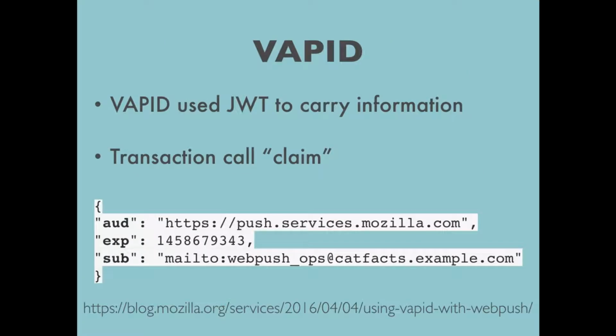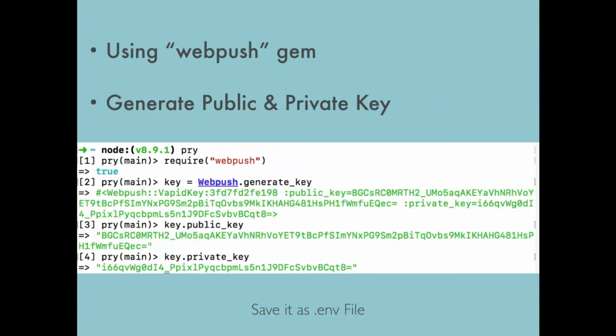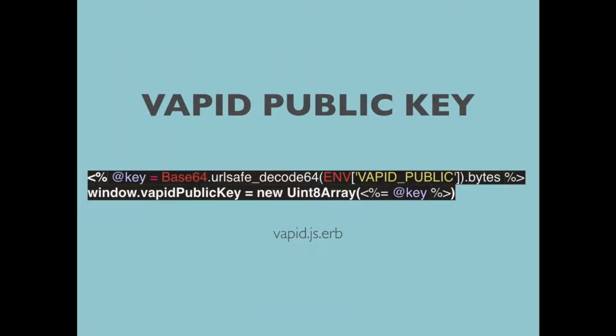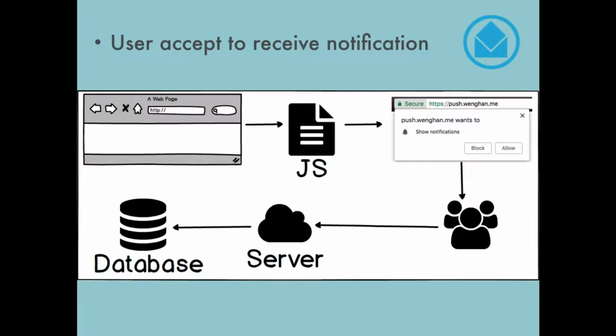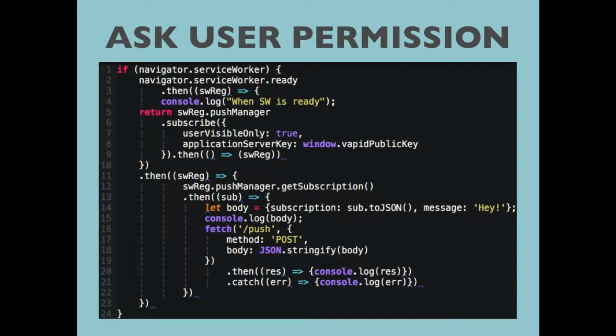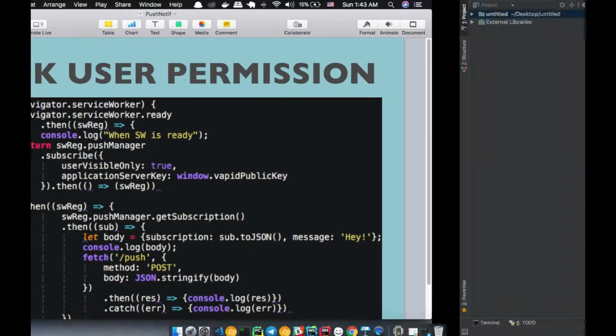VAPID key, as I explained in a previous video, we can make a VAPID key in this video and save it to an environment. And this is how it looks for the user to receive a notification. The JavaScript triggers the show notification event, and when the user presses allow, we save the credentials of the user into our server and our database. Okay, let's get to code.